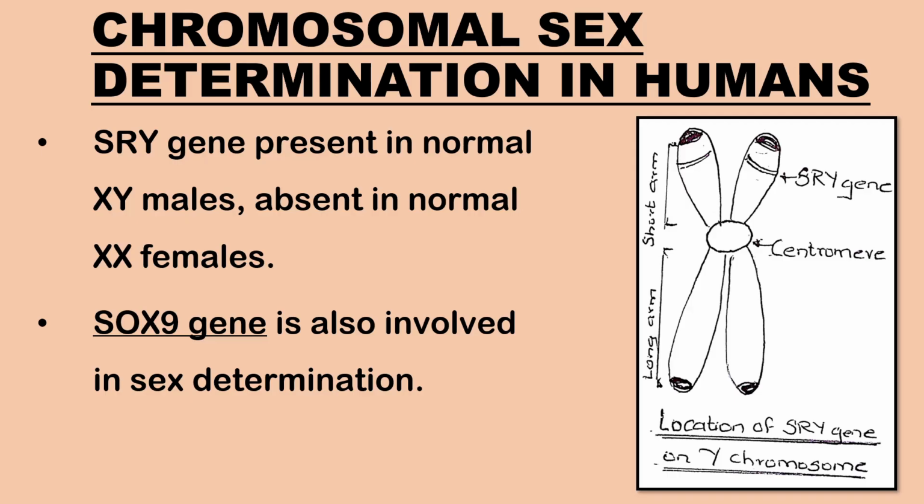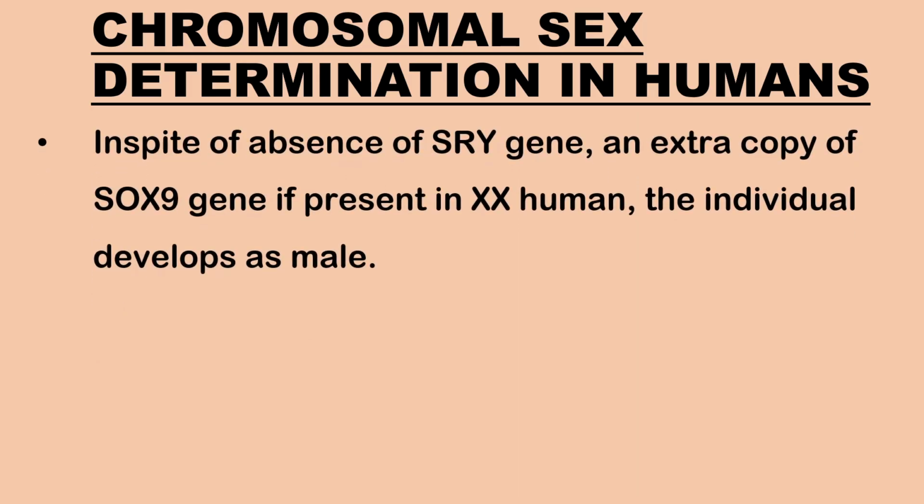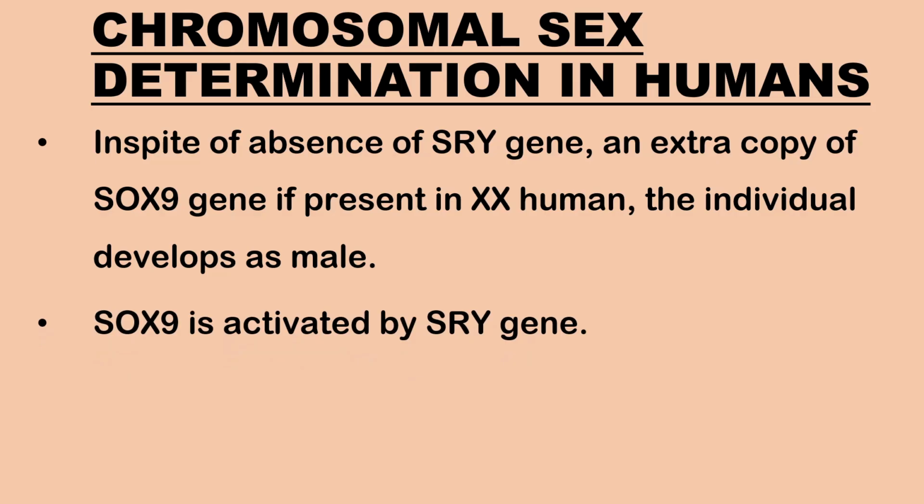SOX9 is an autosomal gene which is considered to be involved in sex determination. It is associated with Sertoli cells. In spite of the absence of the SRY gene, if an extra copy of SOX9 is present in an XX human, this individual will develop as a male. SOX9 is activated by the SRY gene in humans.